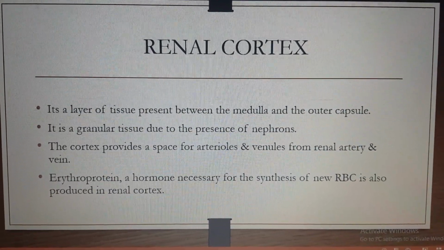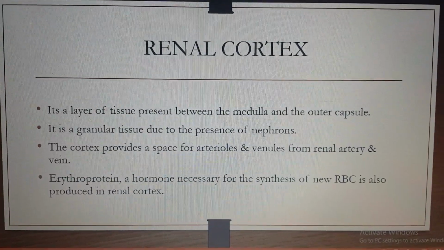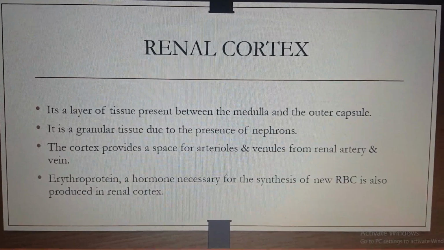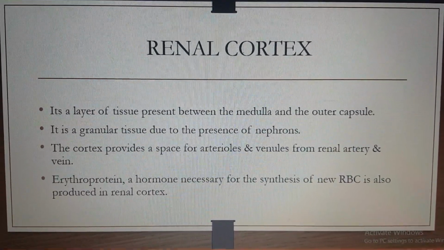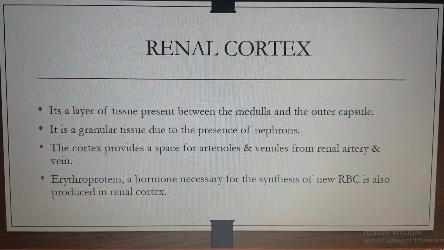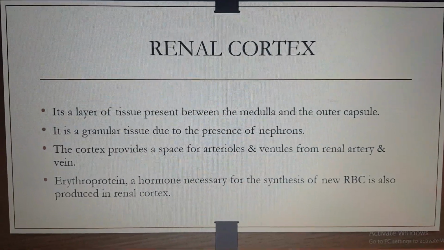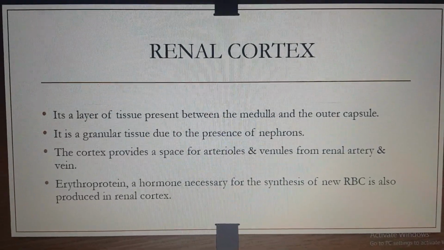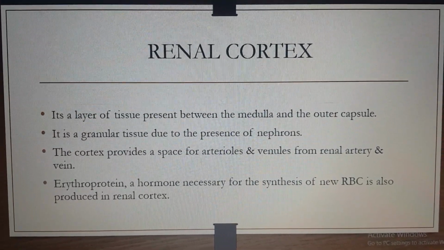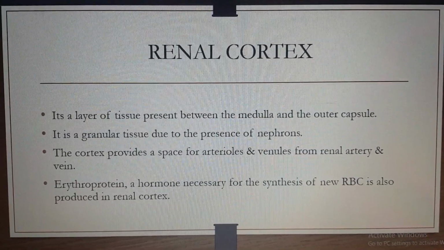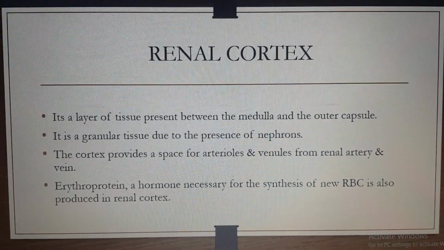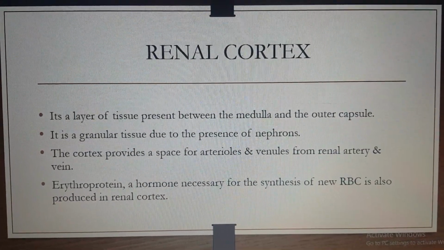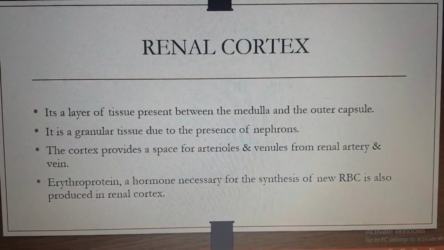The cortex also provides space for the arterioles that bring the oxygenated blood and the venules that carry the deoxygenated blood away from the kidneys. A hormone known as erythropoietin, which is responsible for the production of red blood cells, is also produced in the renal cortex, and then becomes a part of the blood circulatory system and reaches the organ where the RBCs are formed, and that organ for sure is the liver.